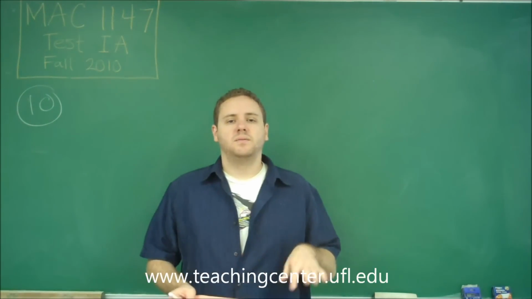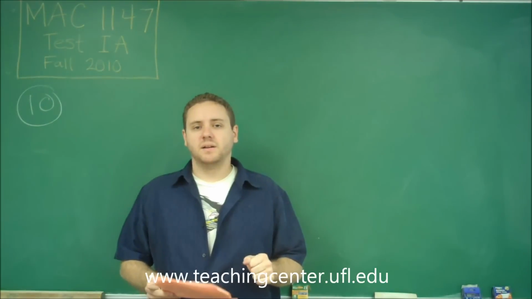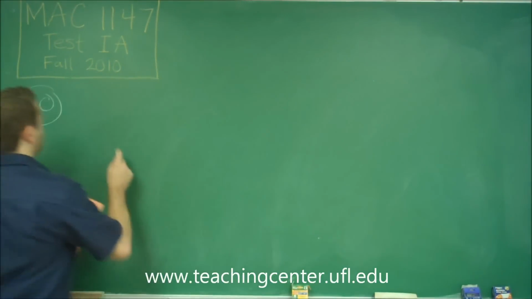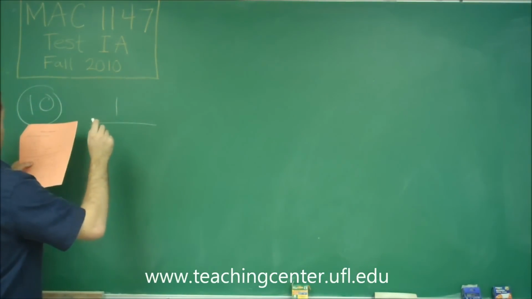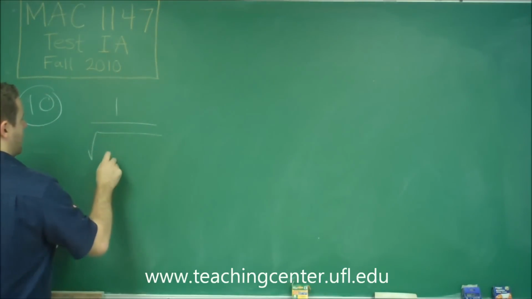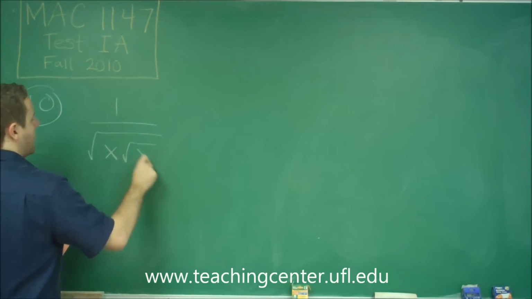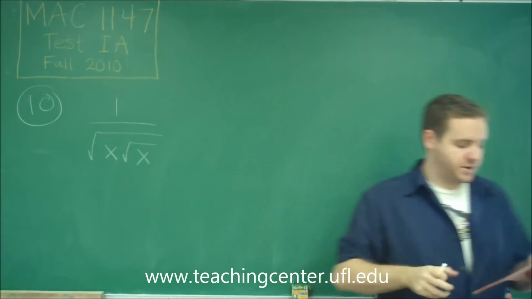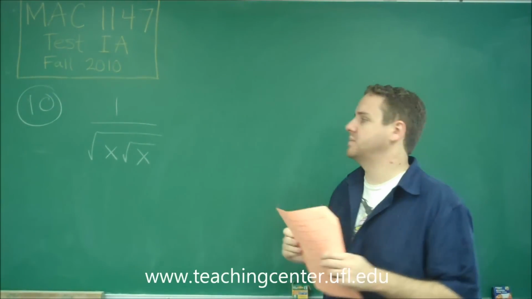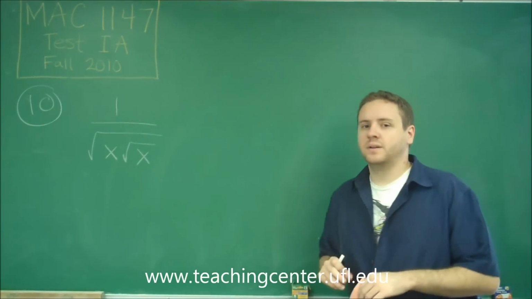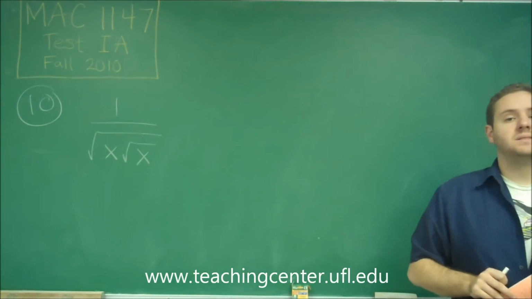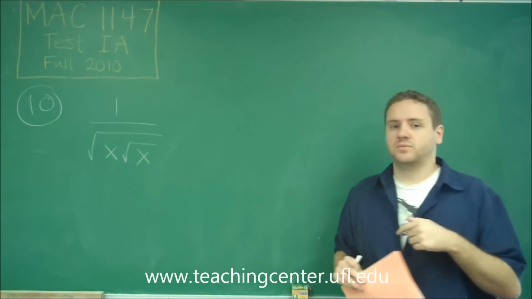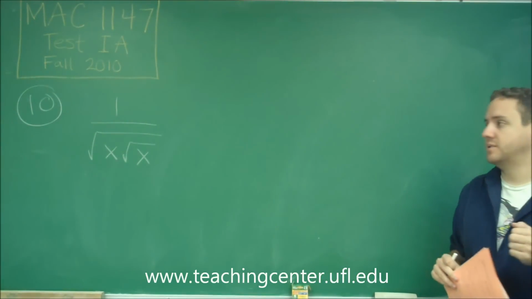So for number 10, we have a problem where we need to be simplifying radicals. So we have, if x is greater than 0, simplify the following expression. So we have 1 over radical x times another radical x inside this outer radical there. We need to simplify this as much as possible. Remember that simplifying, when you're dealing with radicals, means that you need to rationalize, so we can't leave any sort of radicals on the denominator of this fraction.